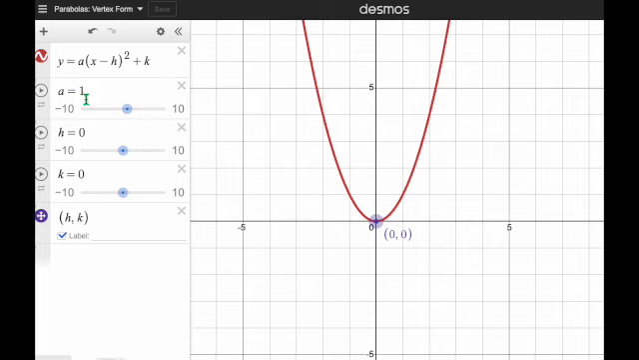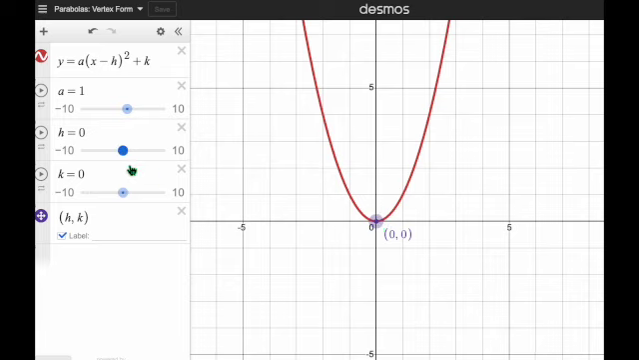A, in this case, is going to be 1, so a is nothing more than a number. H is 0, so think of it as x minus 0, or just x, and then right now k is 0, so it's plus 0 on the end. Once again, a, h, and k are just numbers, except they're going to change here, and we're going to see what happens to the graph. Also, you'll see that I have (h, k) over here. H and k are both 0, so that's (0, 0) right here.